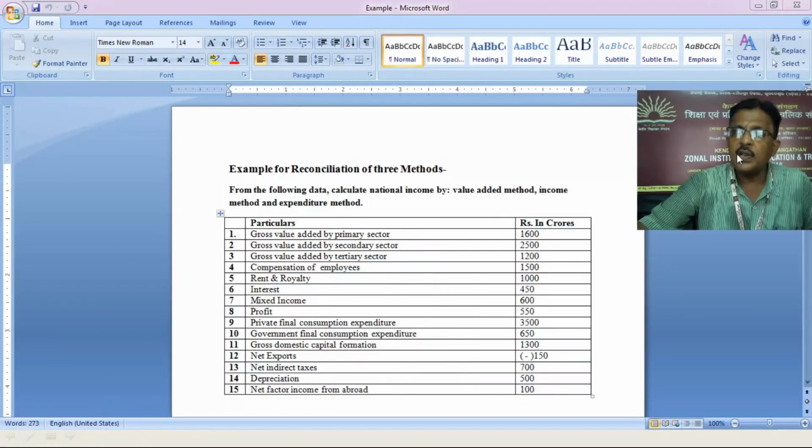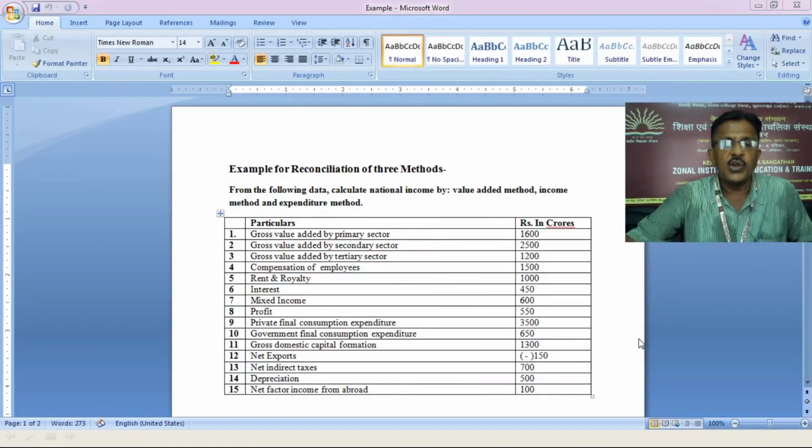You see the example, you can note it in your notebook, or you can see it minutely. The example for reconciliation of these three methods: from the following data, calculate the national income by value added method, income method and expenditure method. You see these items: gross value added by primary sector, gross value added by secondary sector, gross value added by tertiary sector, compensation of employees, rent and royalty, interest, mixed income, profit, private final consumption expenditure, government final consumption expenditure, gross domestic capital formation, net exports, net indirect taxes, depreciation, net factor income from abroad.